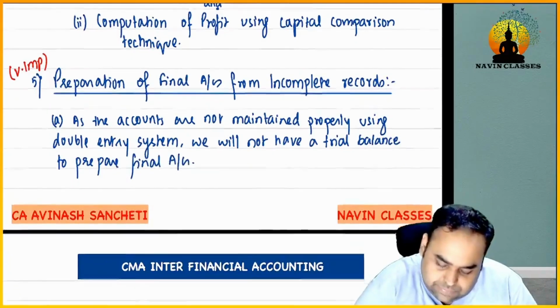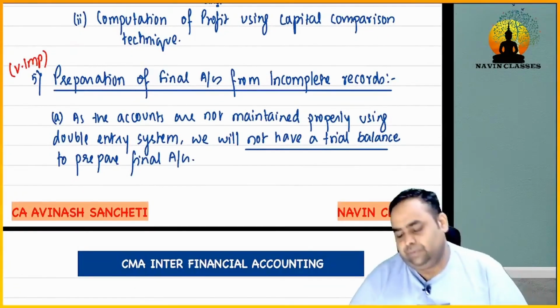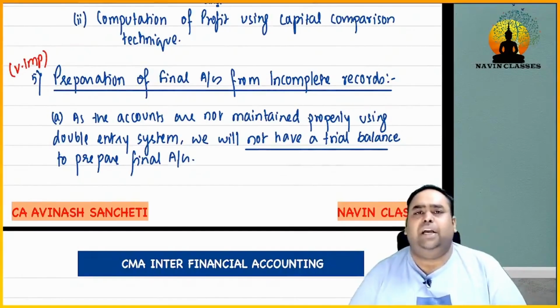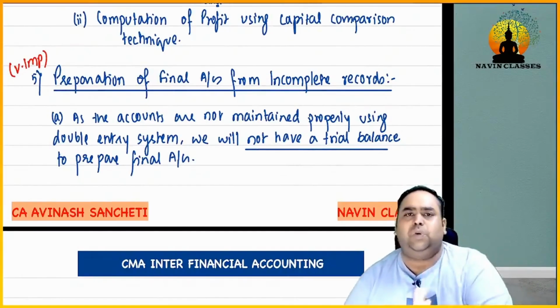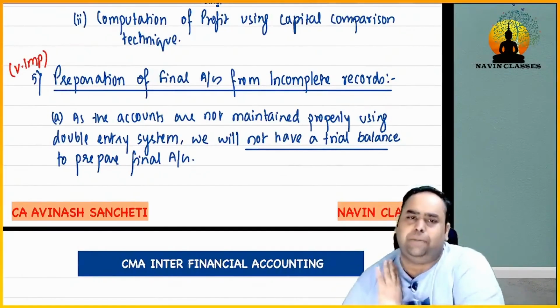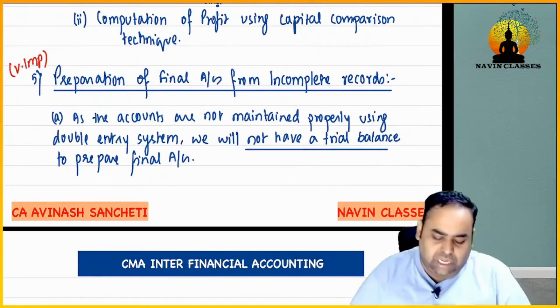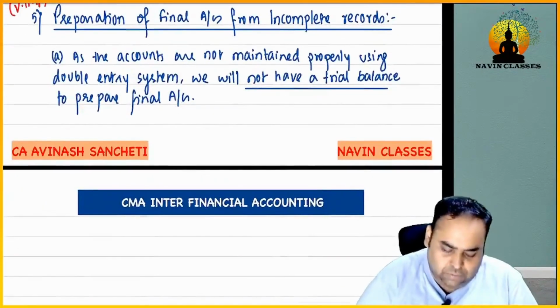All right. Normally we are given a trial balance and we have to prepare final accounts. We'll arrange all the items in trading, P&L and balance sheet. But here we will not have a trial balance to prepare the final accounts.